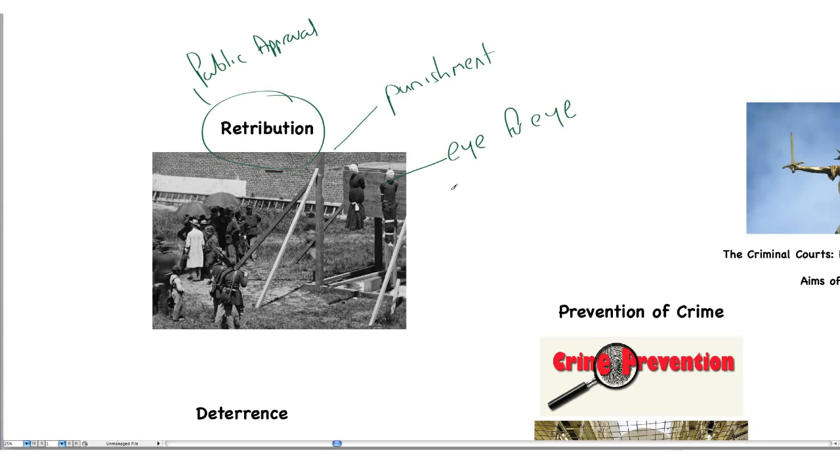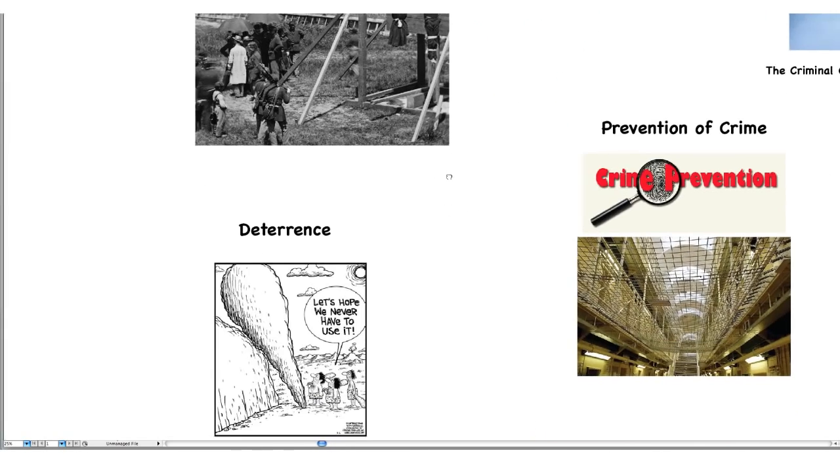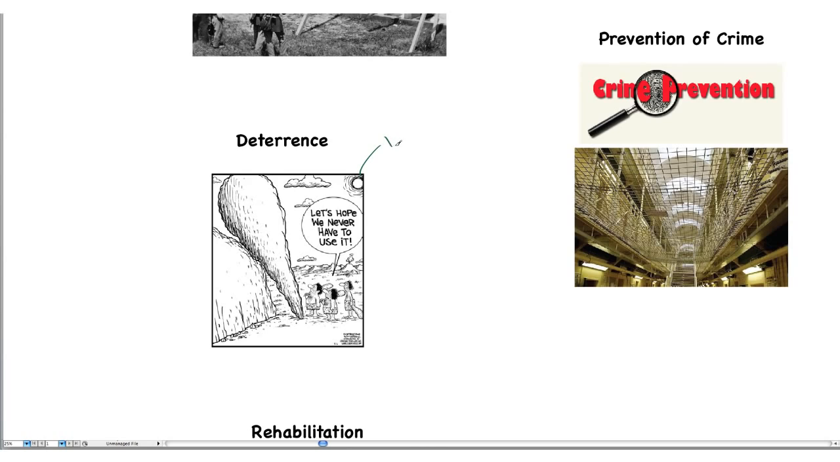So, next one, deterrence. And deterrence works on two levels. It works on an individual level, and it works on a general level. And the general level is where things like strict liability helps. So, for instance, I might be deterred from killing my wife because I know that if I do, I will go to prison for life.